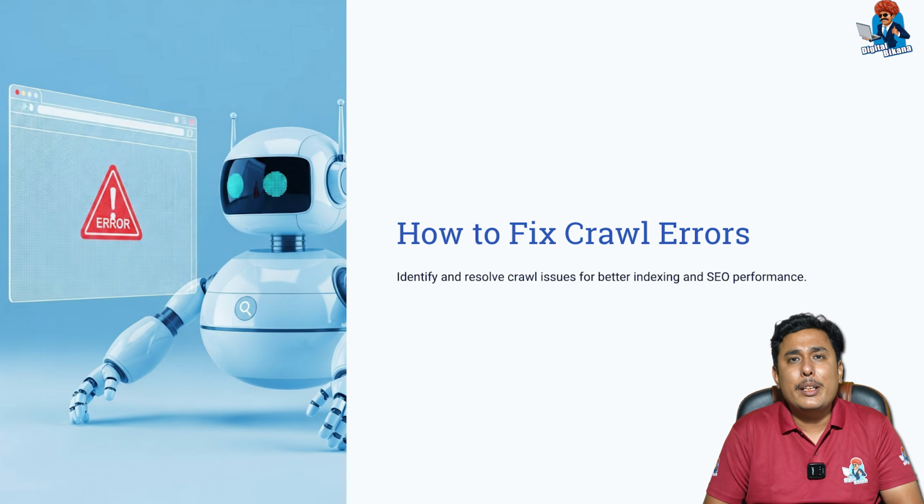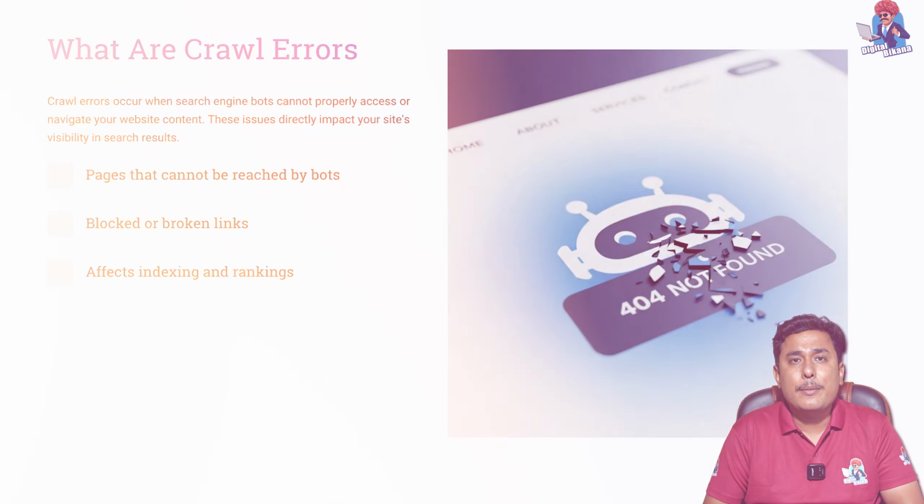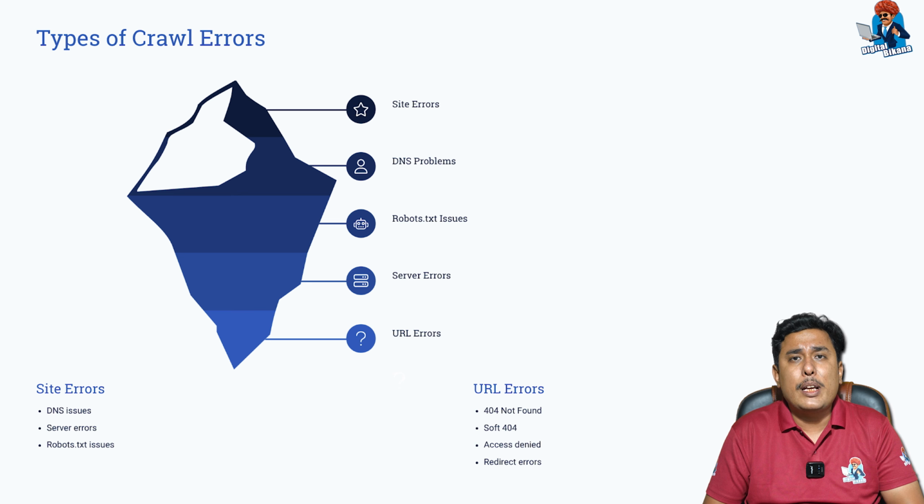Welcome to this video. In this session, we will learn what crawl errors are, why they matter, and how to fix them to improve your website SEO. Crawl errors happen when a search engine tries to visit your web pages but fails due to broken links, server problems, or incorrect redirects. Crawl errors are divided into two types: site level errors, which affect the whole site, and URL level errors, which affect specific pages.